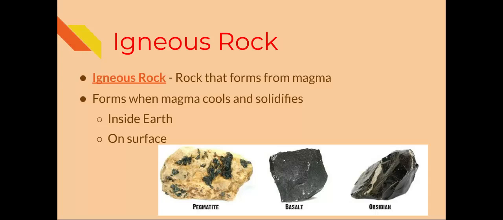So igneous rock is a rock that forms from magma. There's two types of igneous rock: extrusive and intrusive.